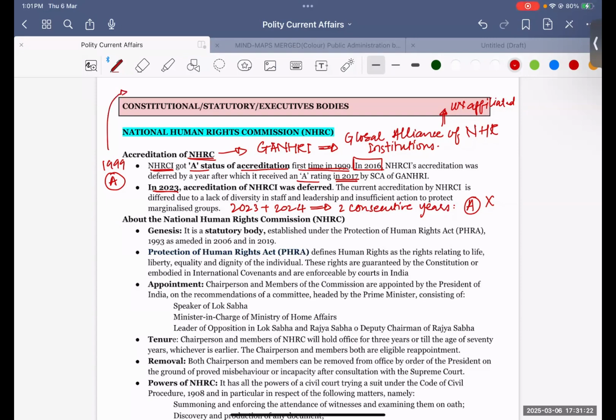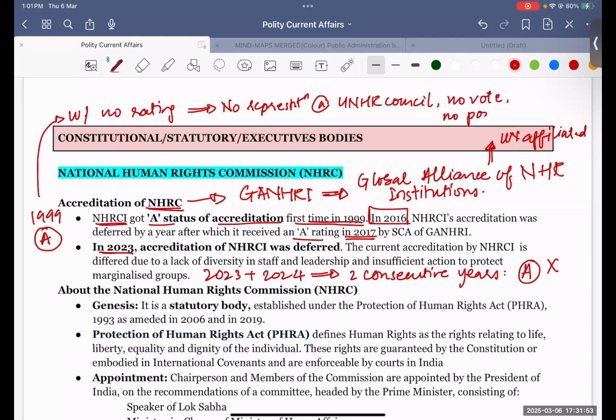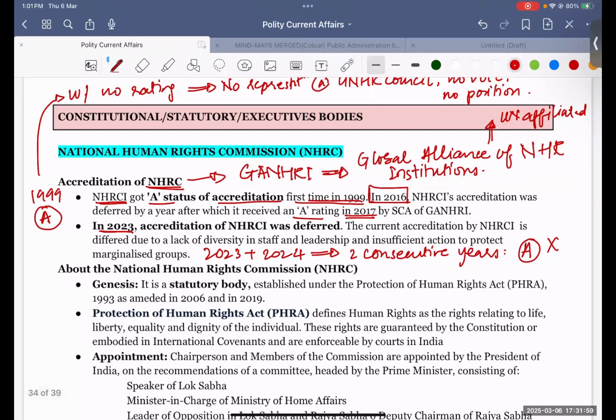Okay. Why is it important? Because with no rating, no representation at the UN Human Rights Council. Okay. Also, it cannot have a vote and no position. It cannot even hold any governance position. So that's why the rating is important for us.